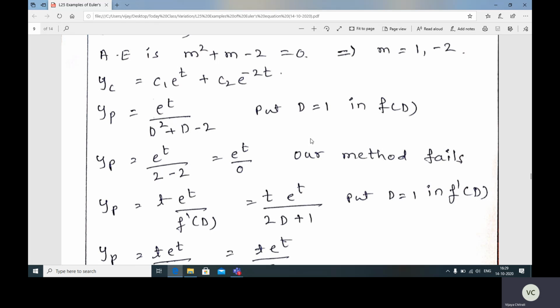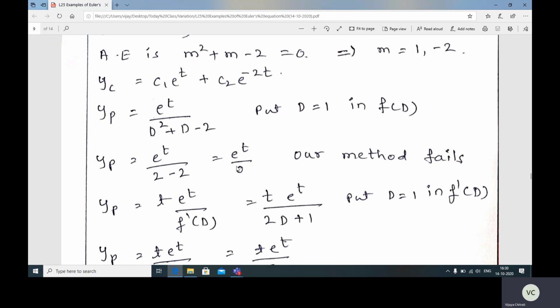So this is a rule: put D is equal to a in f of D. In place of a, we have 1. So put D is equal to 1 in f of D. So e raised to t as it is divided by 1 plus 1 is 2, 2 minus 2 is 0. So the denominator is 0. Whatever method we applied, this method fails. So our method fails, so we have to apply alternate methods.